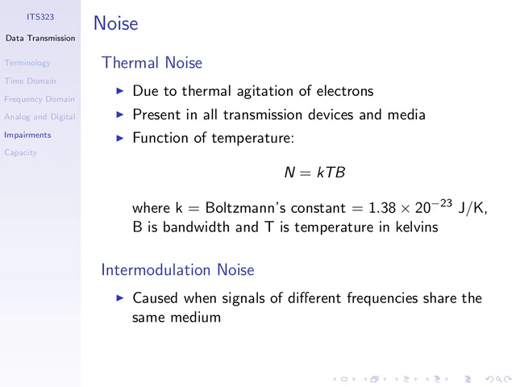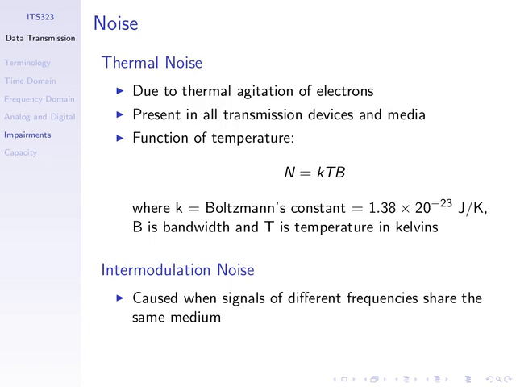Intermodulation noise: when we send signals at different frequencies over the same medium, they can be received at the receiver and cause extra signals there. That is, if two people are transmitting in this room and a receiver receives those two transmissions at different frequencies, those frequencies may add together and create noise at a third frequency. That can cause problems for the receiver.